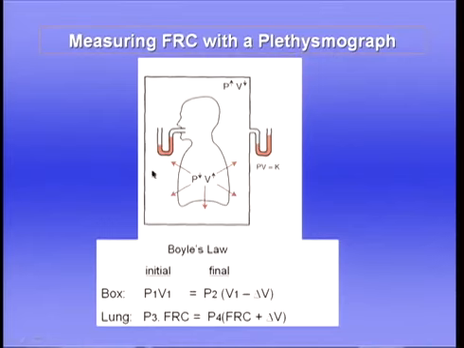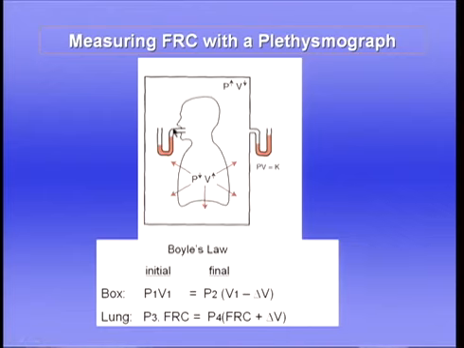The body box is simply an airtight box, rather like an old telephone booth. The subject sits inside that, and we measure the pressure inside the box with a sensitive manometer. Now, we're showing it here with a water manometer, but we don't use that. We use an electronic manometer because we need that kind of accuracy and sensitivity. And so what happens is as follows.